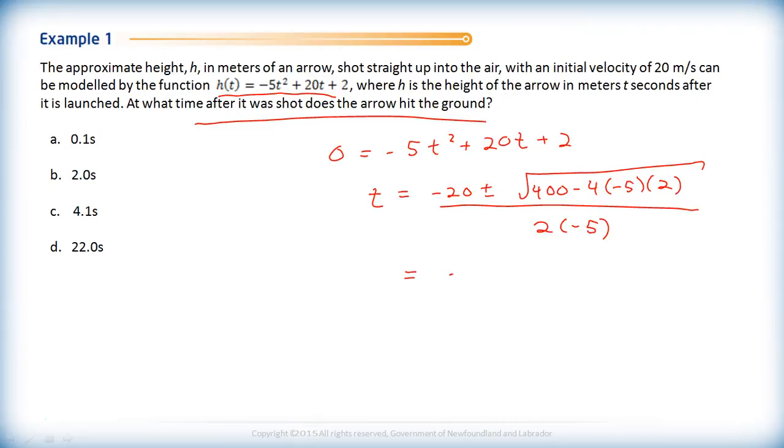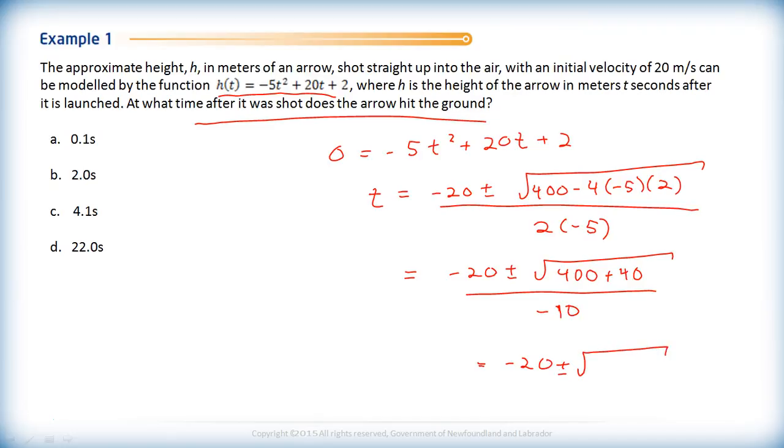Okay, let's put some of this together now. So we've got negative 20 plus or minus the square root of 400. 4 times 5 times 2 is 40, and a negative times a negative is a positive, all over negative 10. So we have negative 20 plus or minus the square root of 440, all over negative 10. I'm going to go right to our calculator with that one. Do it with addition, do it with subtraction, see what we come up with.